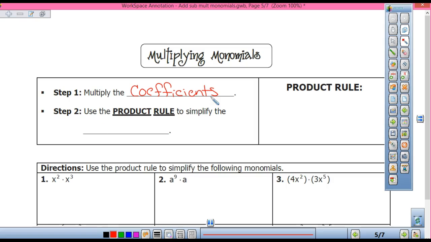And then we're going to use the product rule to simplify the exponents. Okay, this is my product rule. If I have a to the m times a to the n, so notice how my bases are the same, right? I've got a and a. When that happens, I can add together my exponents. Okay, when I have a to the m times a to the n, I add them together, a to the m plus n.